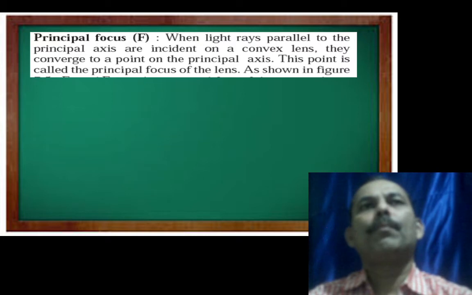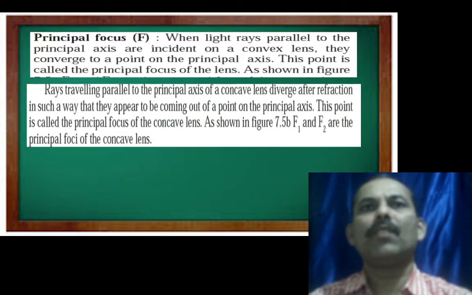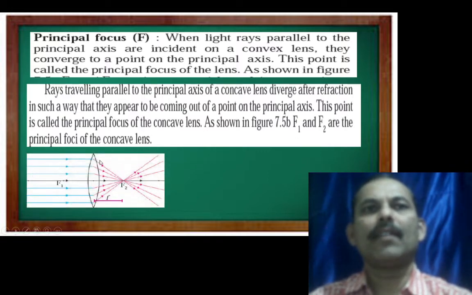Then principal focus. When light rays parallel to the principal axis are incident on a convex lens, they converge to a point on the principal axis. This point is called the principal focus of the lens. If you see in this diagram, these are the rays which are parallel to the principal axis.